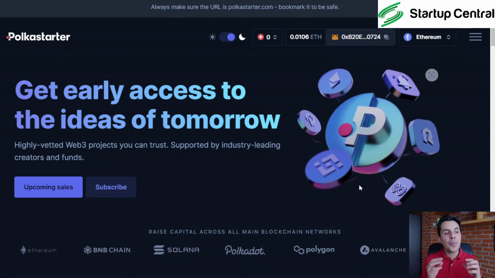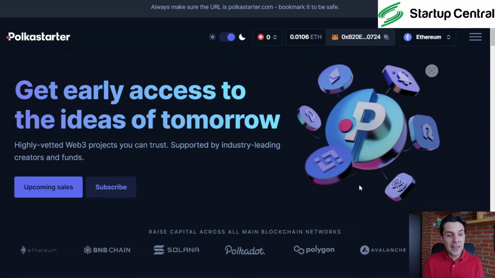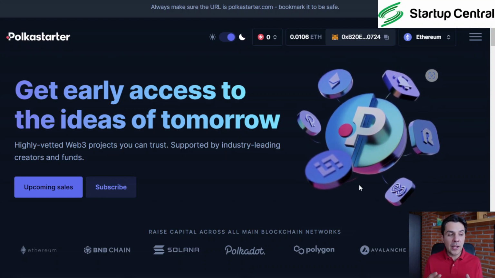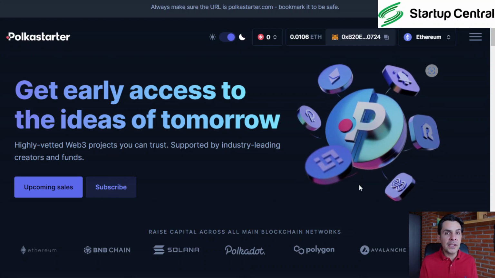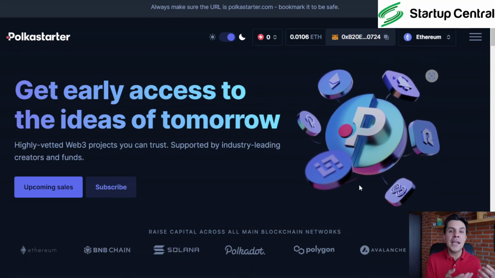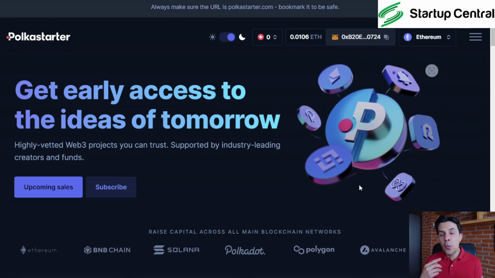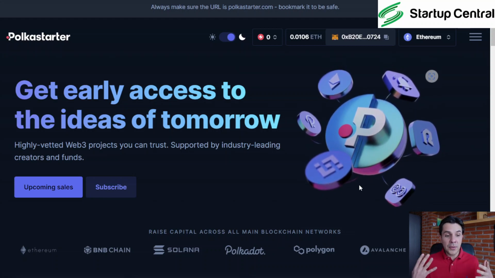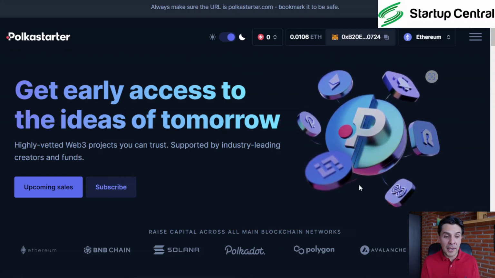Now, Polkastarter is one of many decentralized launchpads, and the reason I like them is, again, because they do some interesting due diligence. They don't just take in any project. They investigate who the team are, what their roadmap is, what they're trying to build, and if it sounds reasonable, then they will include it on their website for you to participate in. Now, pros and cons as opposed to Binance.